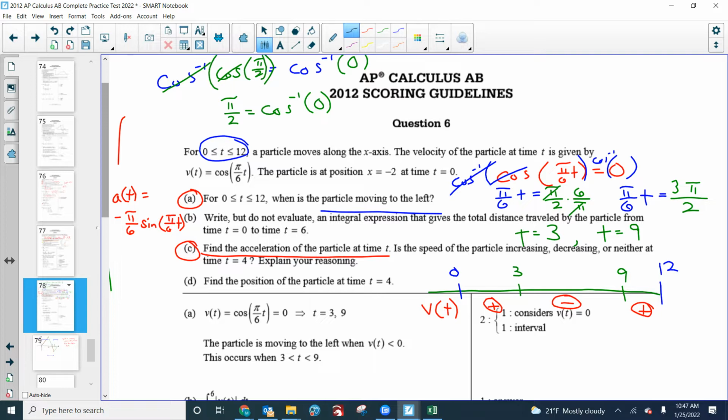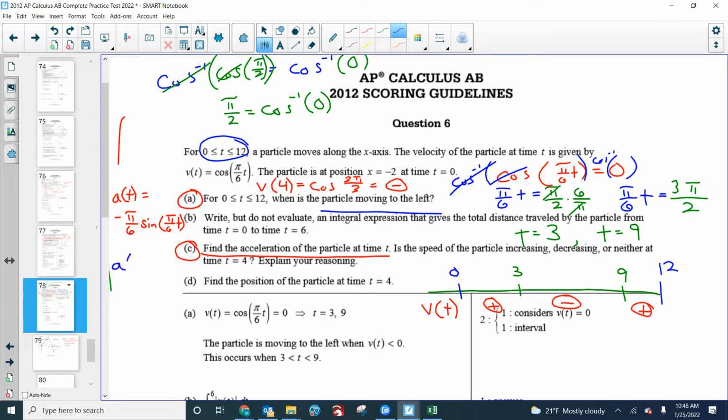Okay. We found the acceleration, and we're plugging in 4. Let's plug it into velocity. What's v of 4? V of 4 is the cosine of 4 pi over 6, which is 2 pi over 3. What's the cosine of 2 pi over 3? It's negative. Negative velocity.